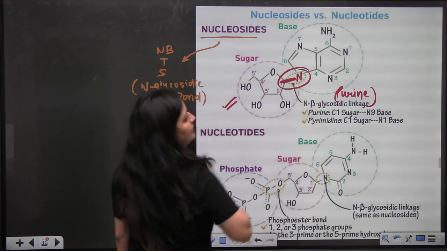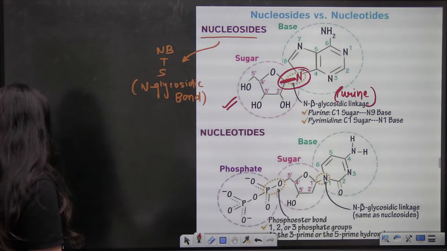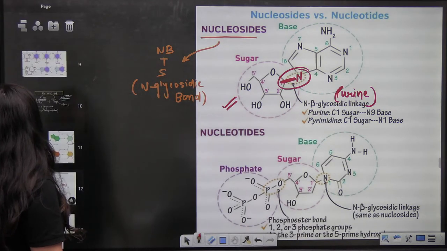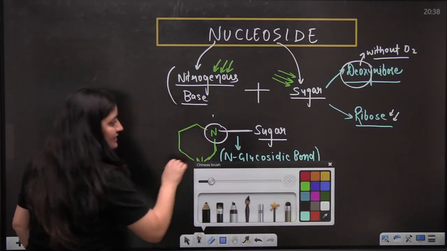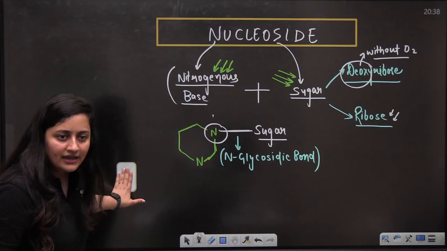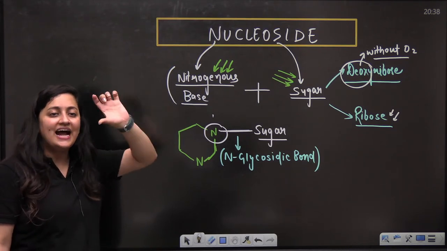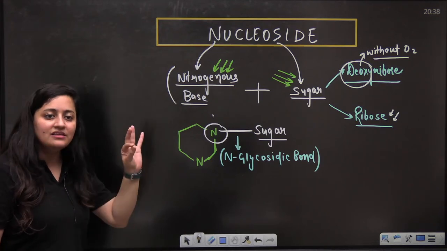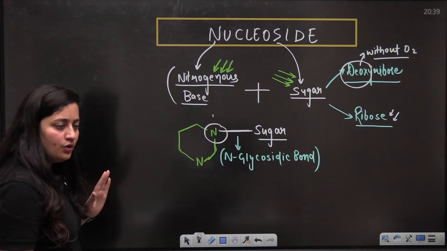Right? This is the glycosidic bond. Is that clear? So, this is the nucleoside. Is that clear? Any doubt? Deoxy means without oxygen at the 2 dash end, at the second position. Only this is what you need to remember.